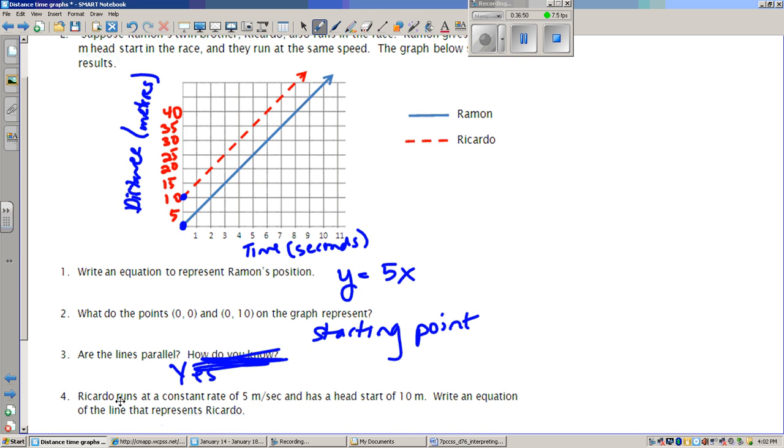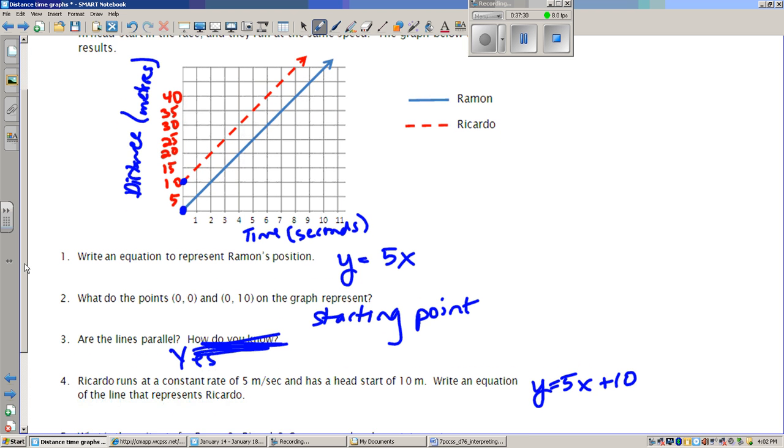Number 4, it says that Ricardo runs at a constant rate of 5 meters per second. He has a head start of 10 meters. Write an equation of the line that represents Ricardo. Okay, so Ricardo is our dotted line. And I always start with y equals. What's our slope or our unit rate? We're rising 5, running 1. So same unit rate. Here we'll have a plus 10. Yep, we're looking at our y-intercept, or our starting point. Ricardo had a 10-meter head start, so we're going to put plus 10, indicating his head start.